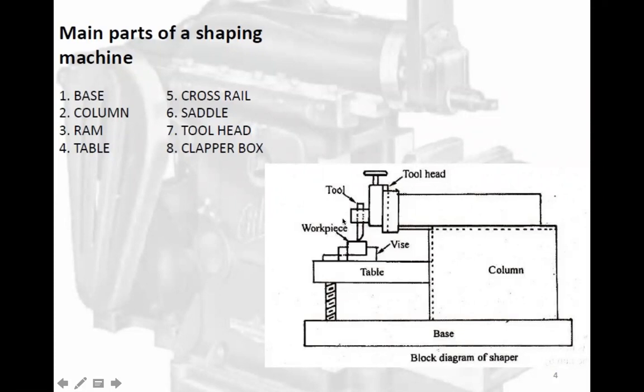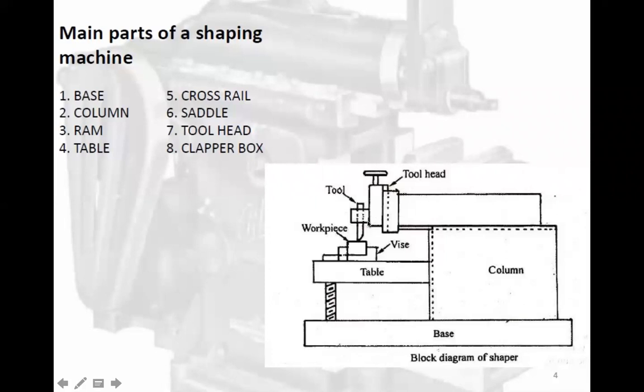That is called the clapper box. Whatever tool post is there, normally the tool post is mounted on a clapper box. This clapper box helps the tool during the return stroke. Whenever the tool is moving forward, it removes the material. When it is coming back, if the tool is in the same position, what happens? In the return stroke, there is a possibility that this cutting tool may spoil the surface finish of the workpiece.